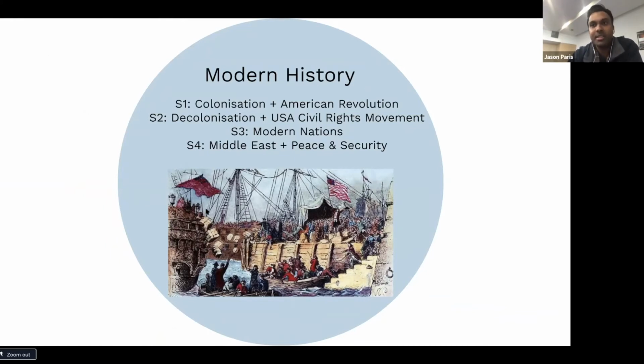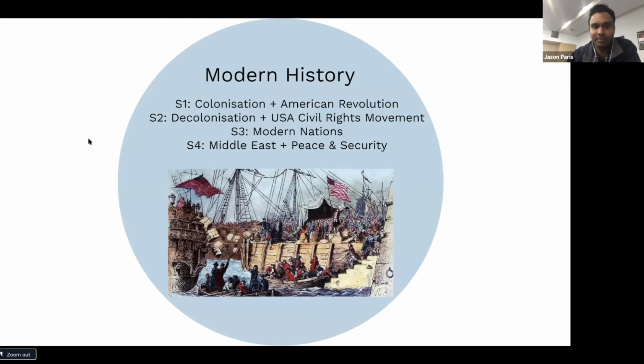The third semester, which would be the semester that you start with, is called modern nations. And the fourth semester is the Middle East, peace and security. So these units can be run in any order. So the first and second units for next year are modern nations and Middle East, peace and security. And then for semester 1, year 12, you'll be doing colonization and the American Revolution, and then decolonization and the civil rights movement.